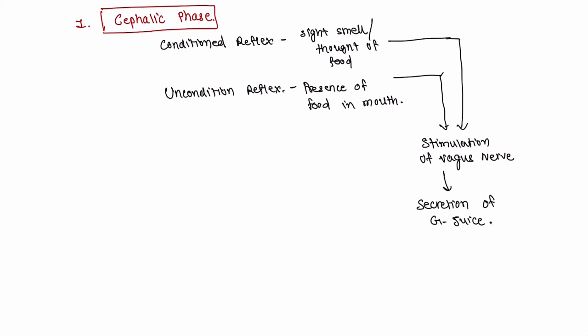In cephalic phase, there is conditioned reflex and unconditioned reflex. In conditioned reflex, it is due to sight, smell, or thought of food, and in unconditioned reflex, it is due to presence of food in the mouth. Both reflexes will cause stimulation of the vagus nerve, and it will lead to secretion of gastric juice. So this was the cephalic phase.